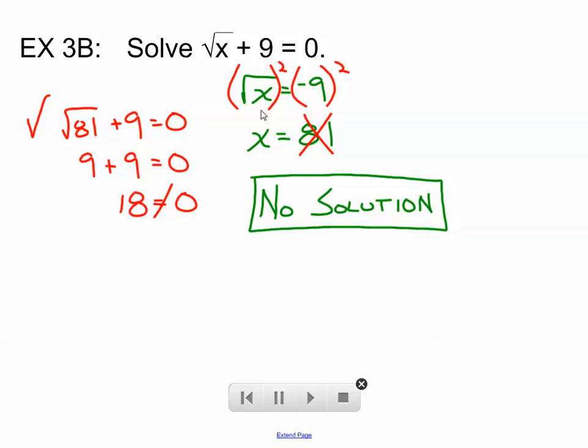And in reality, as soon as I see the square root of something equaling a negative number, I know there's no solution. You can't take the square root of a number and get a negative. Square root of something always has to be a positive.